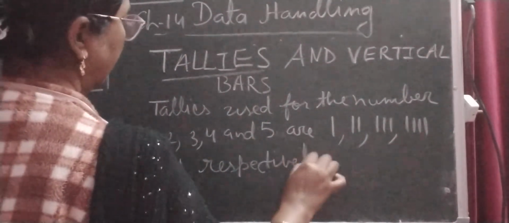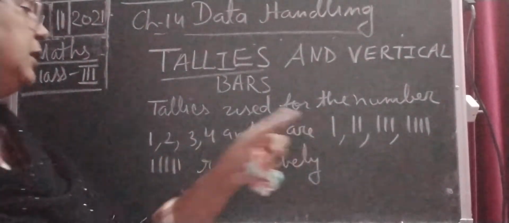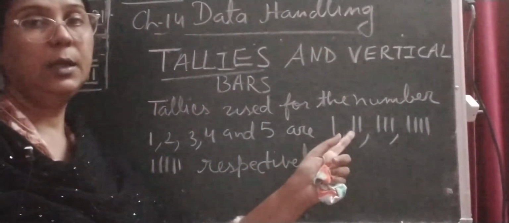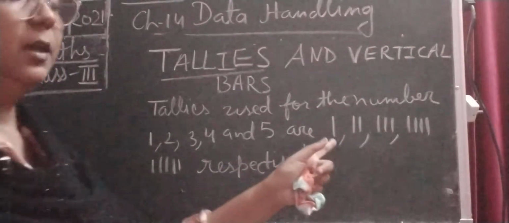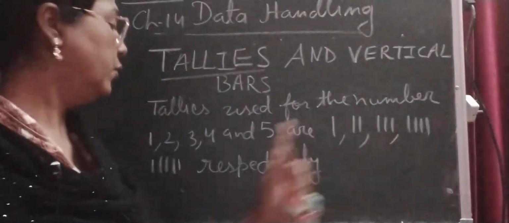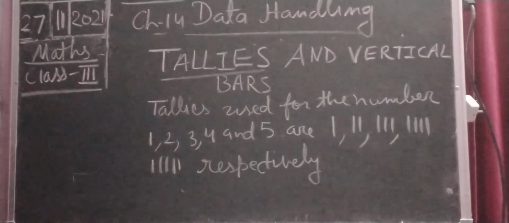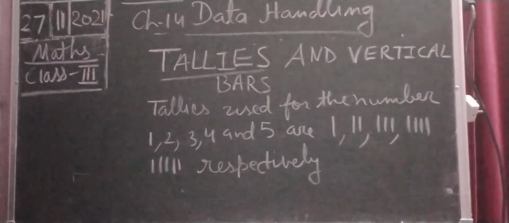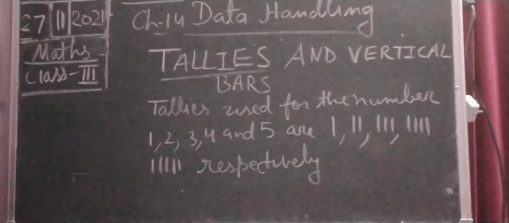So here children, you can see tallies are used for the numbers. In the place of the numbers, we are using like this. 1, there is a line, we can say these things are the tallies. So 1, 2, 3, 4 and 5 respectively. So tallies are used for the numbers. Okay, 1, 2, 3, 4 and 5 and like this. Okay, now let us study how we can use this.